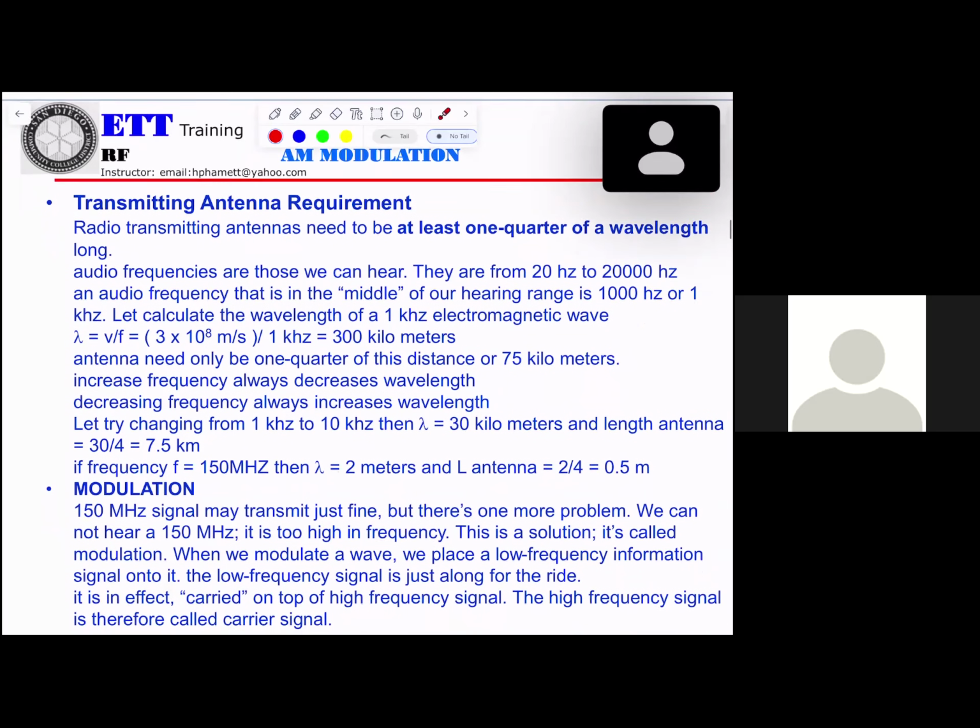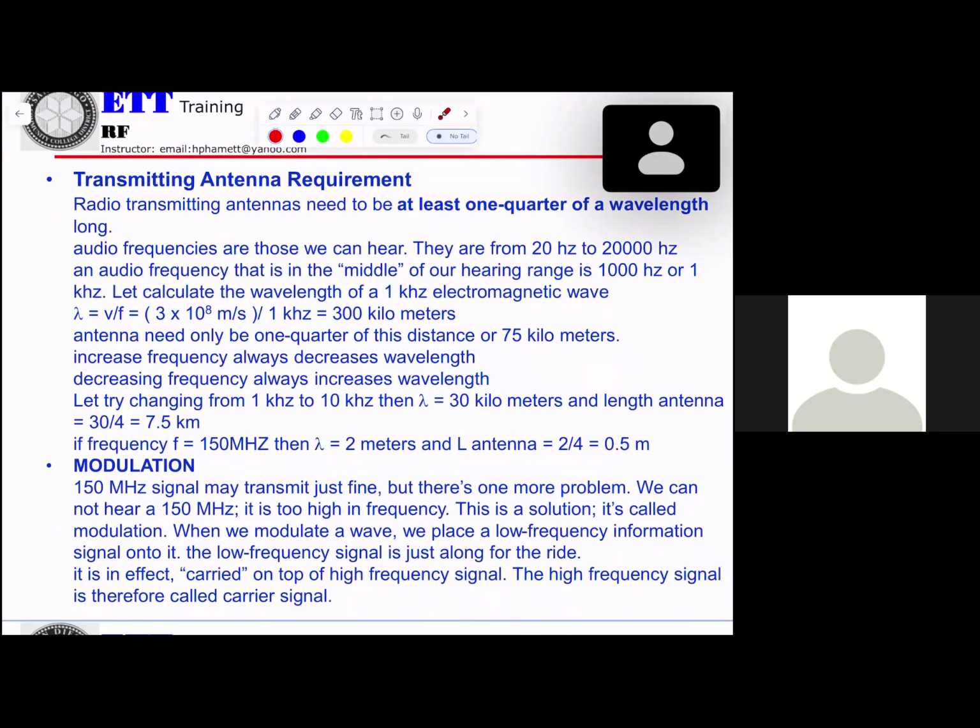Modulation. A 150 megahertz signal may transmit just fine, but there is one more problem. We cannot hear 150 megahertz. It is too high in frequency. The solution is called modulation.